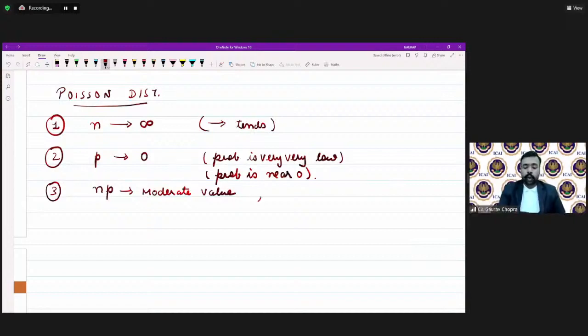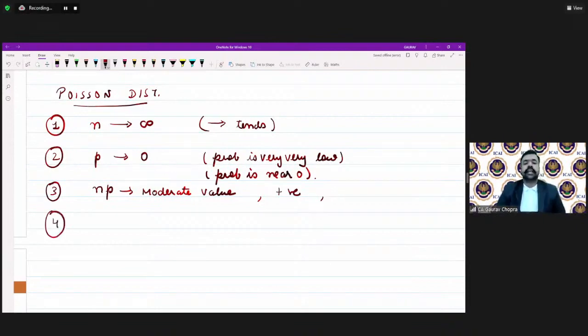So np will always be positive, because the number of trials, the number of experiments, is positive. Probability is also positive, so its product will also be positive. Then np is a moderate value, it is a finite value, and it can be a decimal. Yes, np can be a decimal value.